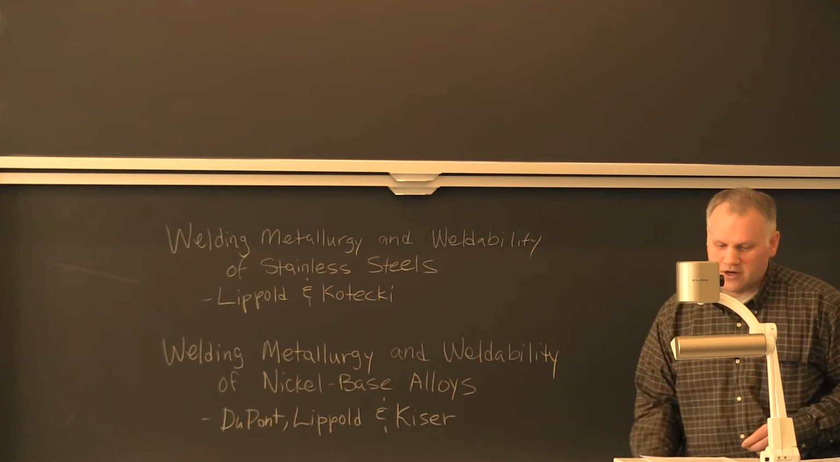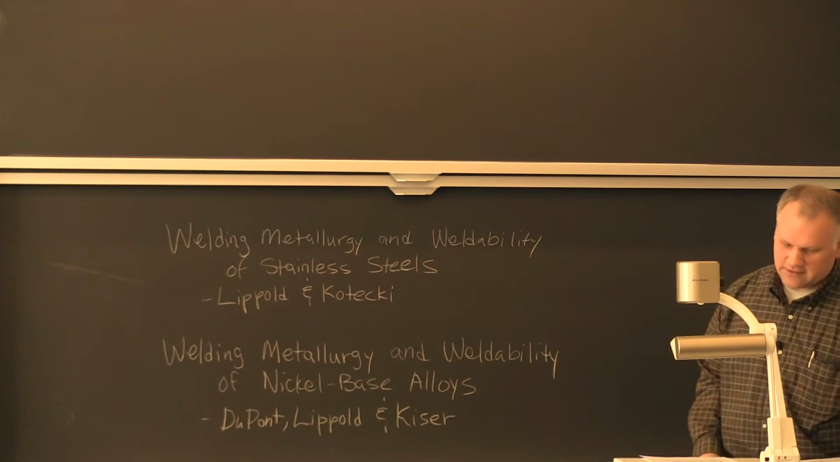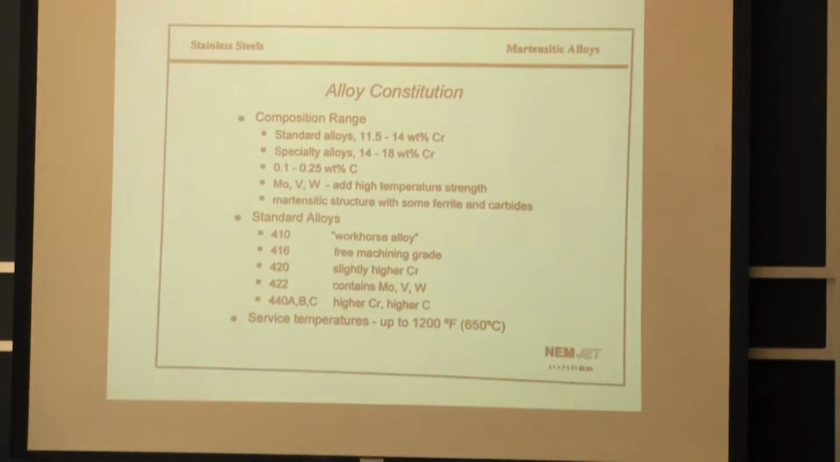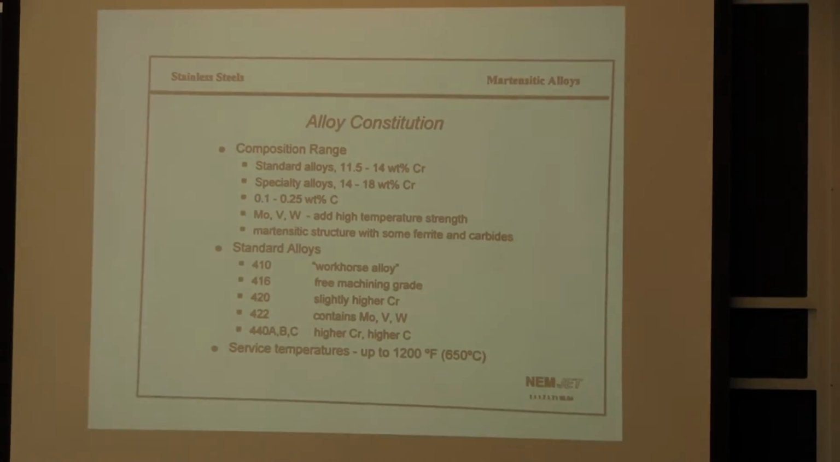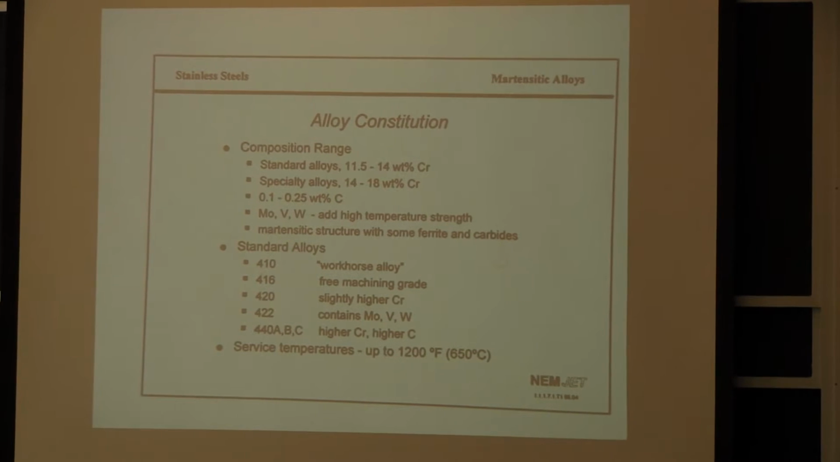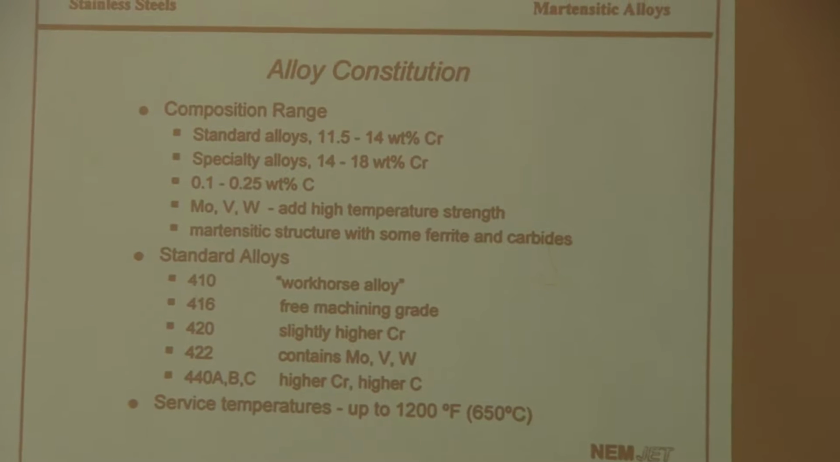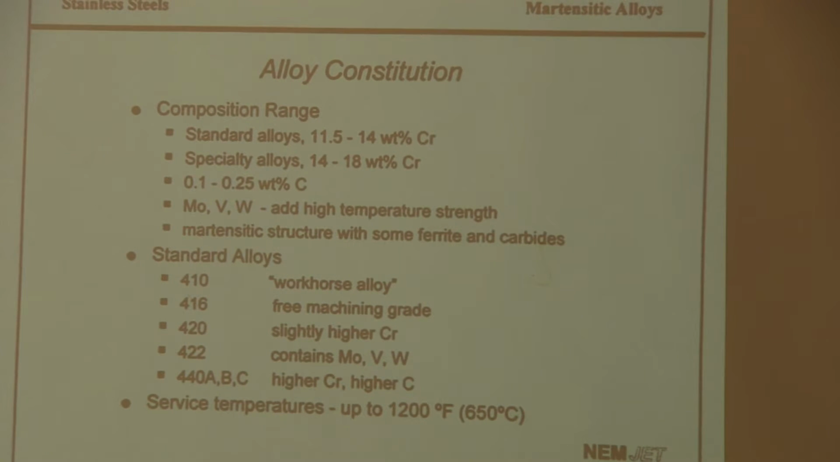So to start off with martensitic stainless steels, just some general information. The composition ranges are from about 11.5 to 14 weight percent chromium. That's a little lower than some of the alloys that we talked about previously. Consequently, these alloys are a little bit cheaper than most of the austenitic and some of the ferritic alloys. There are specialty alloys with a little bit higher chromium.